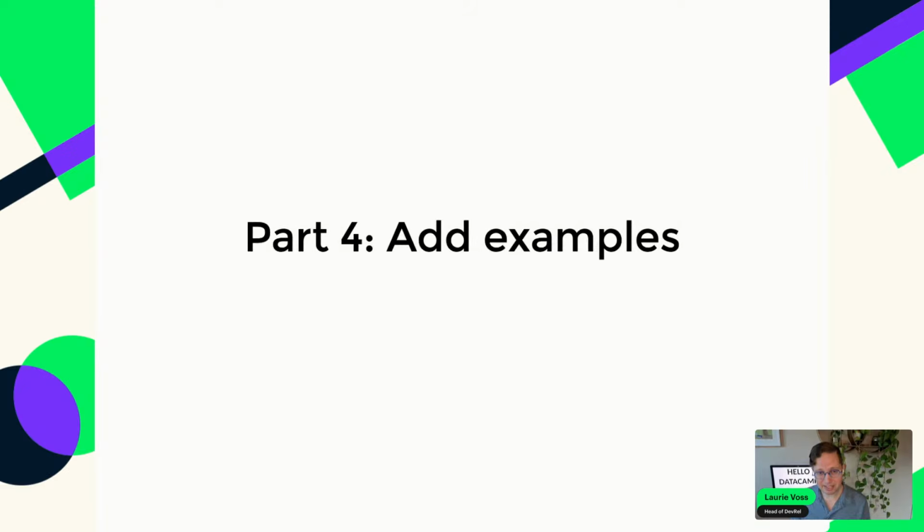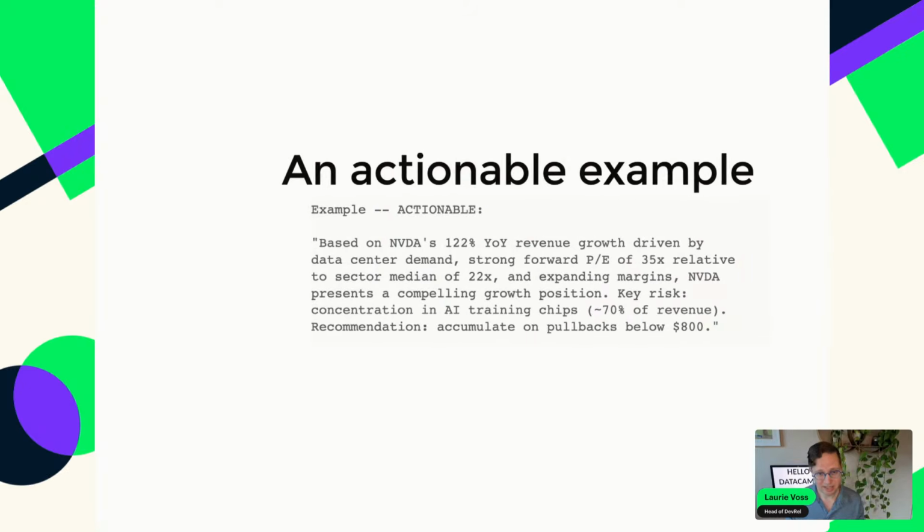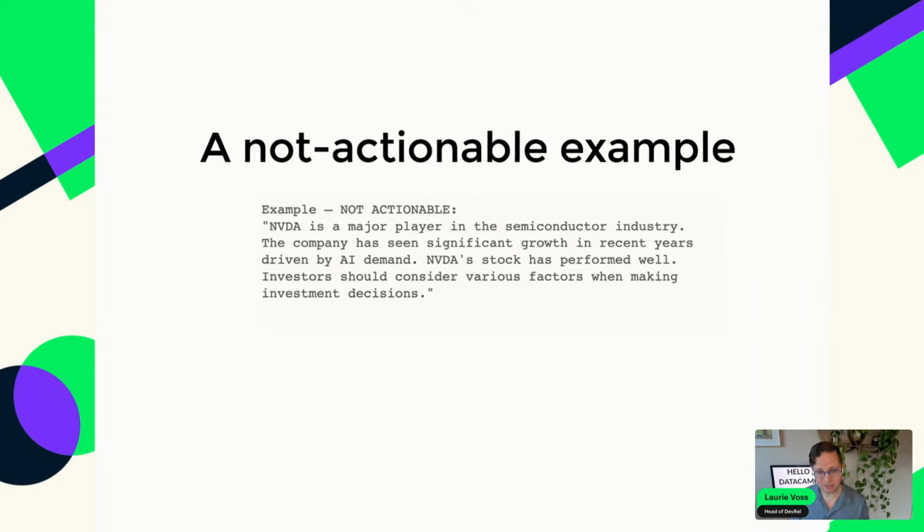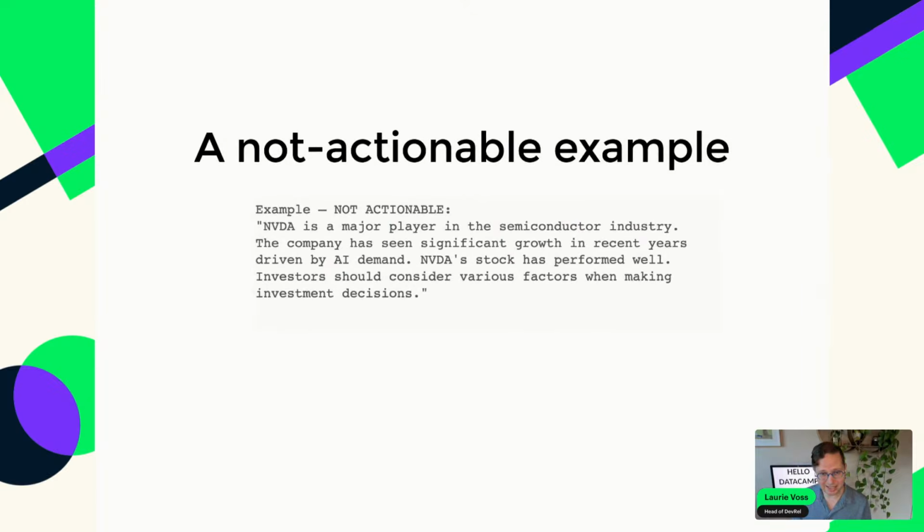Part 4 is adding labeled examples. This is the part people skip most often, and it's the part that improves quality the most. Include one actionable example and one not actionable example right before the data section. This is what an actionable example looks like in the template. It has everything: revenue growth, a PE ratio, expanding margins. It identifies a concrete risk with a number to back it up, and it gives a specific recommendation: accumulate below a certain price. That is what an actionable report looks like. And it works very well to give your LLM that example.